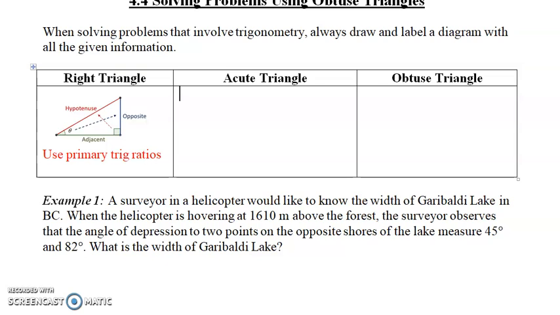Next, we have an acute triangle. This is what we did in chapter 3. So this is grade 10. We use this a lot in grade 10 as right triangle. Acute is what we learned in chapter 3 in the previous chapter.